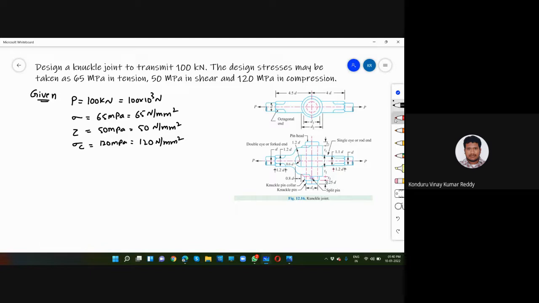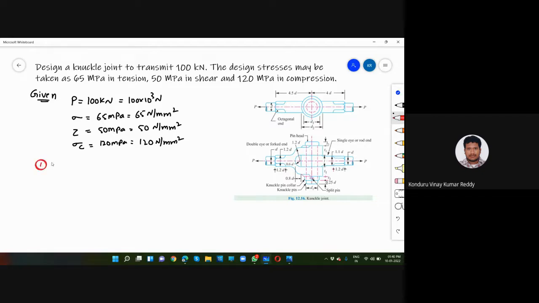Okay, here in the knuckle joint, first we will find out the diameter of the shaft. After finding the diameter of the shaft, we will find all other parameters by using the values from the design data book. Actually, the design data book will not be provided to us, so we have to remember all these values. Anyway, the first step is to determine the diameter of the shaft.